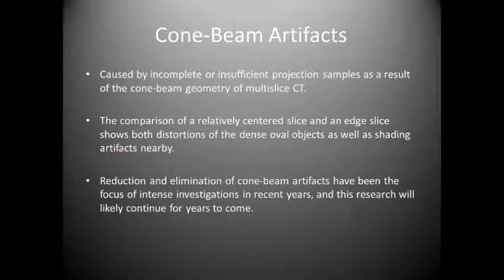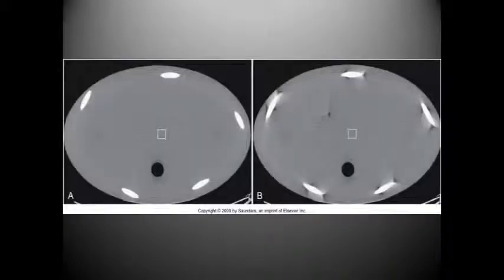Cone beam artifacts. They're caused by incomplete or insufficient projection samples as a result of the cone beam geometry of a multi-slice CT. The comparison of a relatively centered slice and an edge slice shows both distortions of the dense oval objects as well as shading artifacts nearby. Reduction and elimination of cone beam artifacts have been the focus of intense investigations in recent years, and this research will likely continue for years to come.